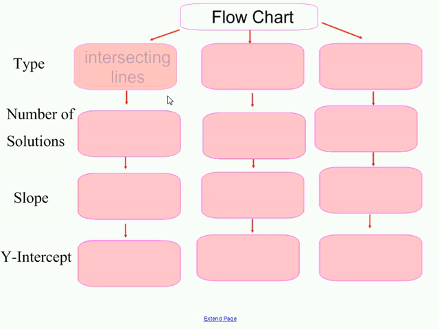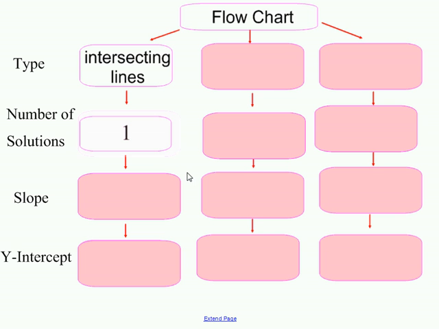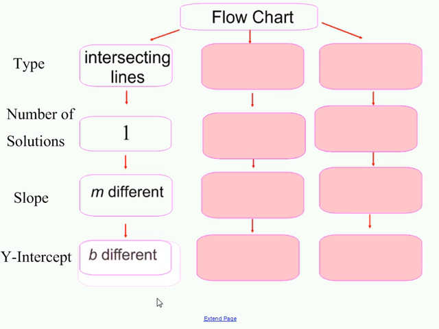So normally we have what we call intersecting lines. That will give us one solution. And if we think about it, we know the slopes have to be different. They need to be different so that they do run into each other. And if they're going to run into each other, that means that the y-intercepts are also going to be different. So that's our normal situation. Let's talk about some special situations.